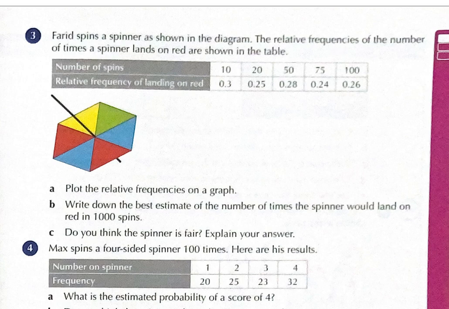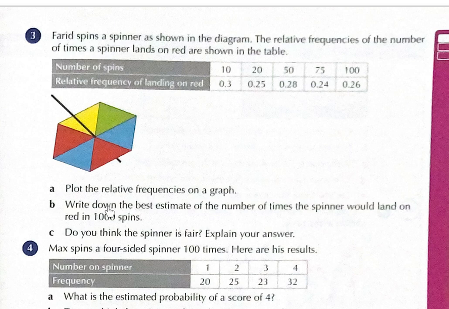Go ahead. Plot the relative frequencies on a graph. This is the number of spins, and this is the relative frequency, the experimental probability. For 10 times, the probability is 0.3, 20 times 0.25, 50 times 0.28, 75 times 0.24, 100 times 0.26. We don't need to solve A, so cancel A.